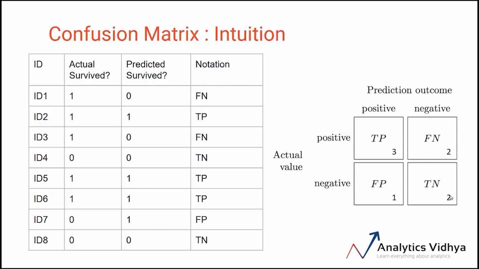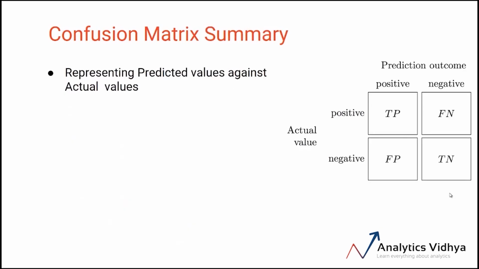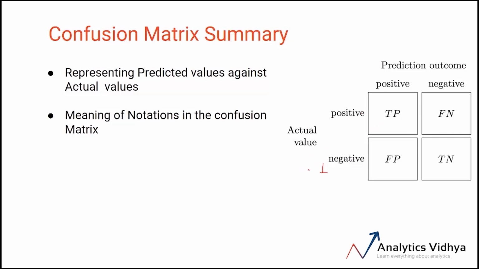Let's quickly recap what we have learned in this video. We saw what a confusion matrix is and how we can represent the predicted values against the actual values. We also covered what each of these notations means in the confusion matrix. So if we have the actual values as positive and the model correctly predicts it as positive, then I can say the prediction is correct and it will fall in true positive. Similarly, a correctly predicted negative class is labeled as true negative.